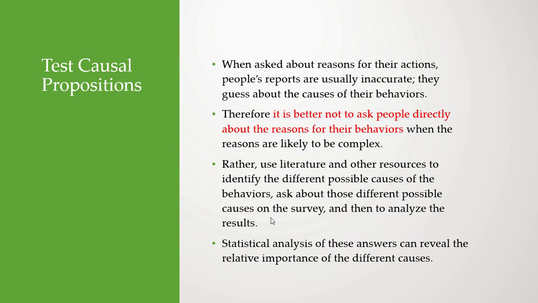One reminder I have for you is about survey research that tests causal propositions. If you directly ask people about reasons for their actions, their reports are usually inaccurate because people either guess about or sometimes are unwilling to tell about the causes of their behaviors. So rather than ask people directly about the reasons for their behavior, a better approach is to use literature and other resources to identify the different possible causes of the type of behaviors and ask about those different possible causes on the survey, then use the information to analyze the results. In other words, you want to use statistical analysis of these answers to reveal the relative importance of the different causes.